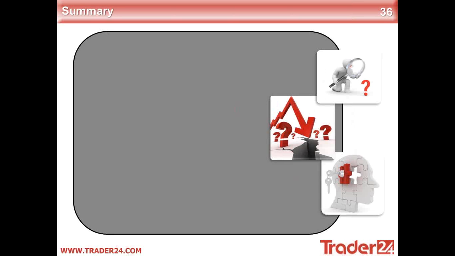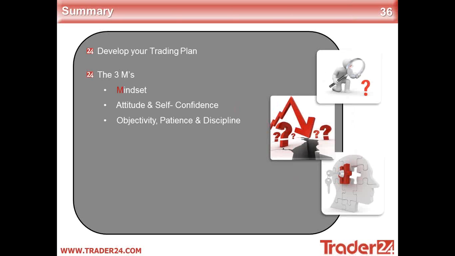All right, so just in summary, guys, make sure you develop your trading plan. Think about the 3 M's. So your mindset: make sure you've got your disciplines right, identify the size trades you want to trade, what you're trading. Think about your attitude and self-confidence, keep it objective, be patient, keep disciplined. Money management: identify the size you want to trade for each individual trade as well as instrument. Think of a good stop loss level.